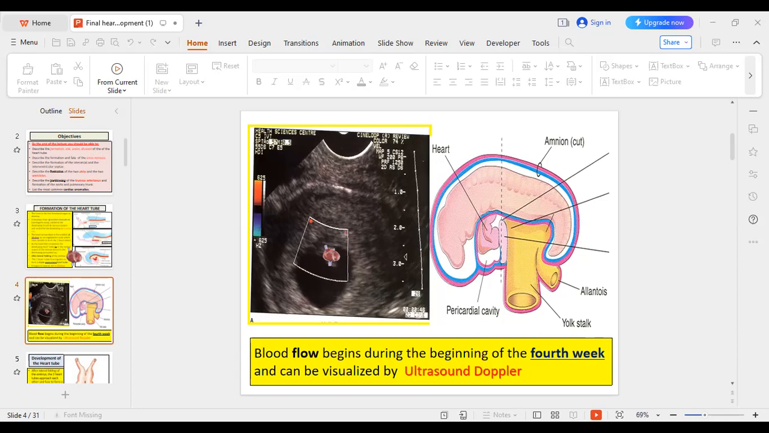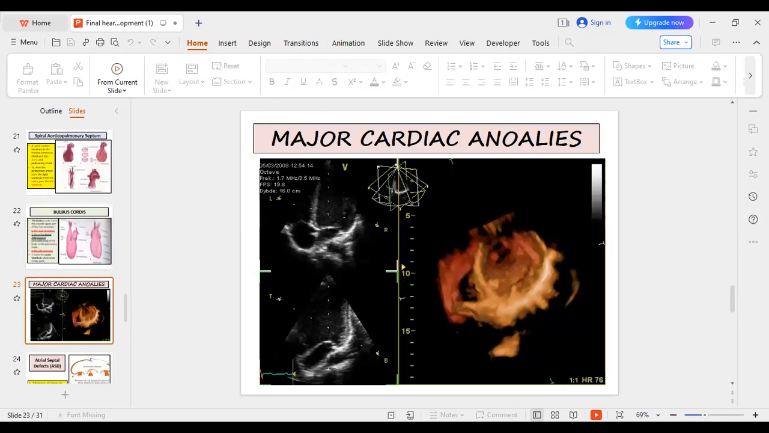In this heart, you can see the septum. There is no closure in this first one, the left ventricle. You can see the left ventricle is having a septal defect at this point. It's having a defect at this point here.